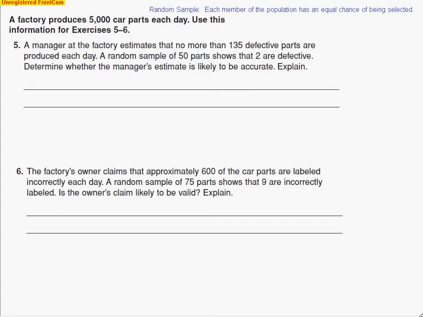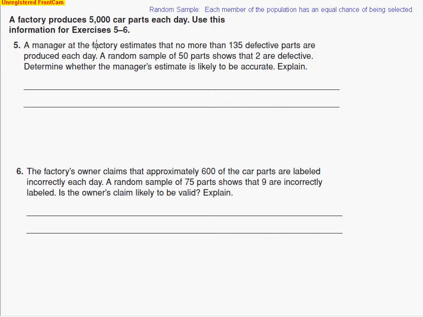In part 2, we will be looking at random samples. A random sample, I wrote up here, is when each member of the population, remember population is the entire group that's being surveyed, has an equal chance of being selected. So we're going to end up using this idea here about a factory that produces 5,000 car parts each day. We're going to use this for these two different problems.